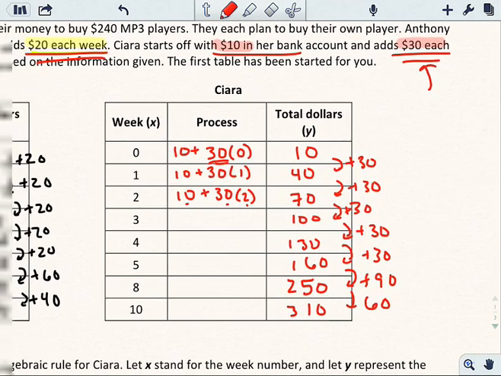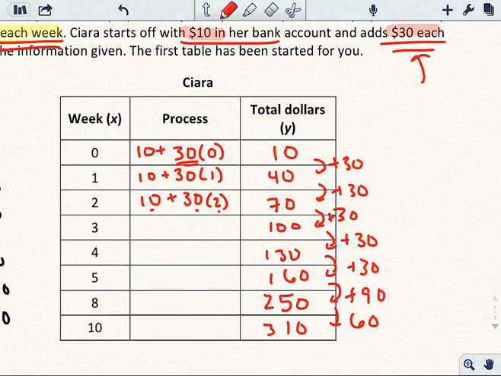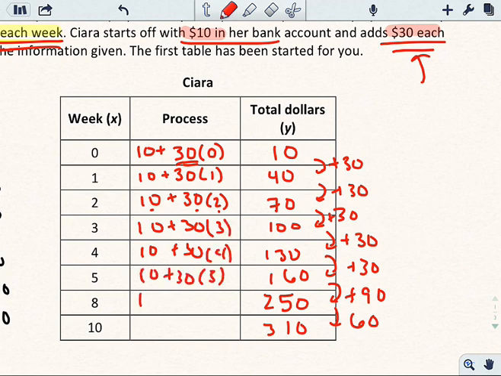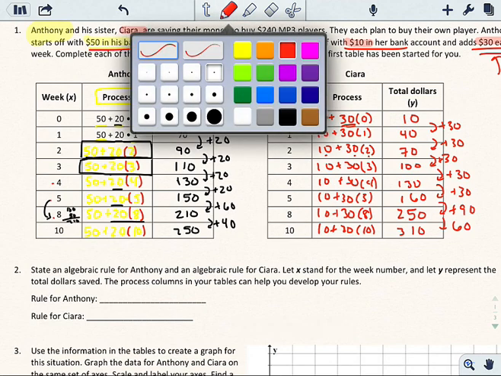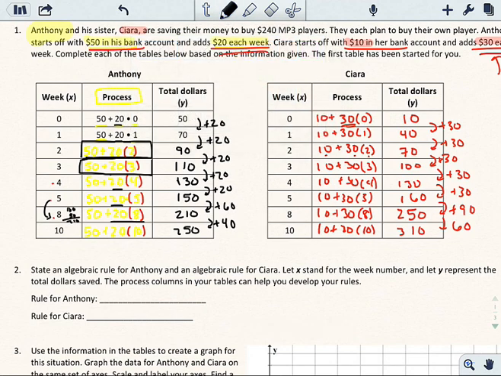Now we can back that up by looking at the process here. So we have 10 plus 30, 10 plus 30 times 3, times 4, 10 plus 30 times 5, 10 plus 30 times 8, and this will be 10 plus 30 times turn. And again, working that out in the process column can confirm what we already had by patterning, but you can see the advantage of using a pattern, certainly. So now we've got a stated algebraic rule for Anthony, one for Ciara.